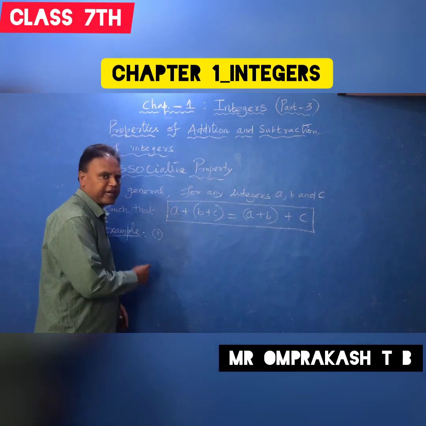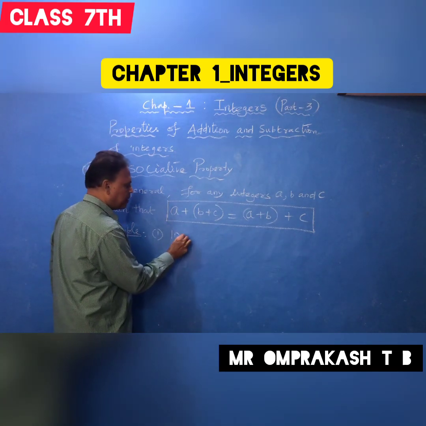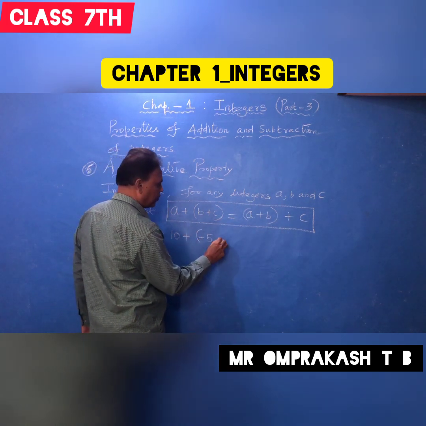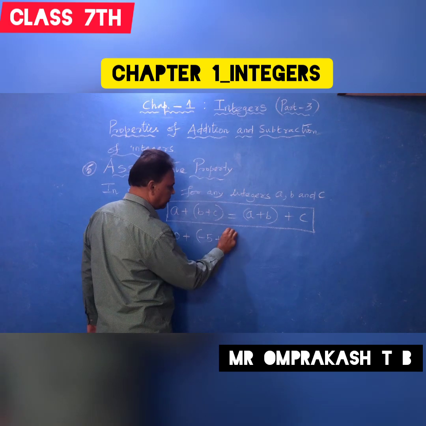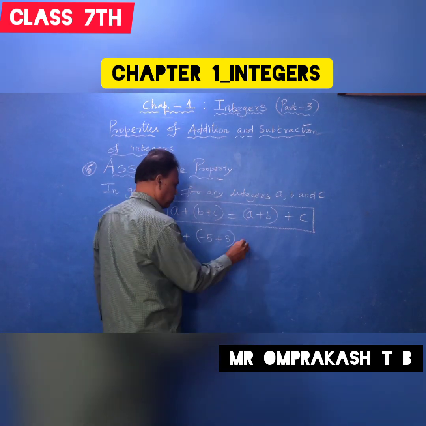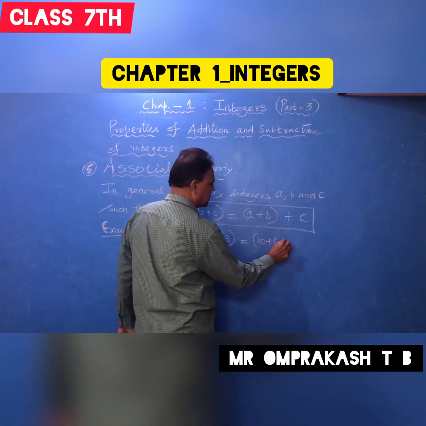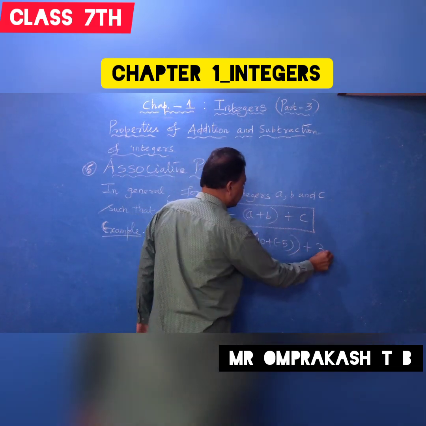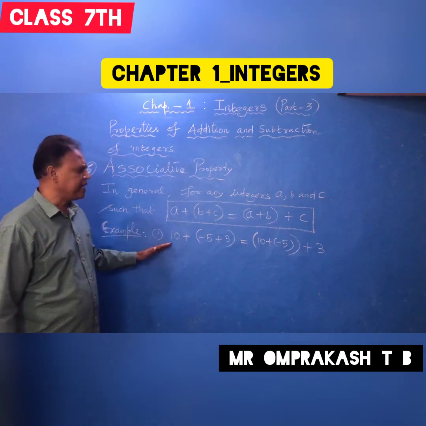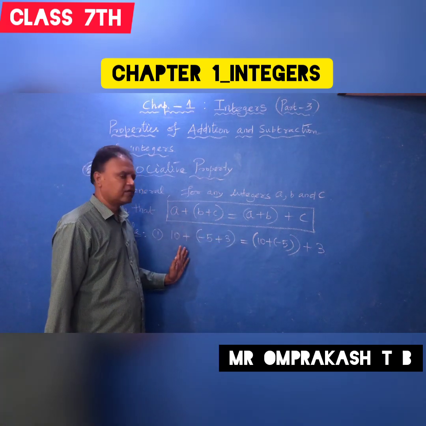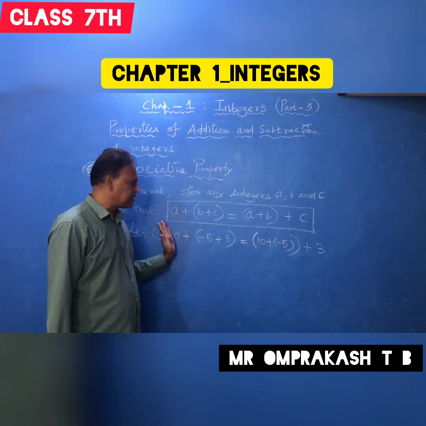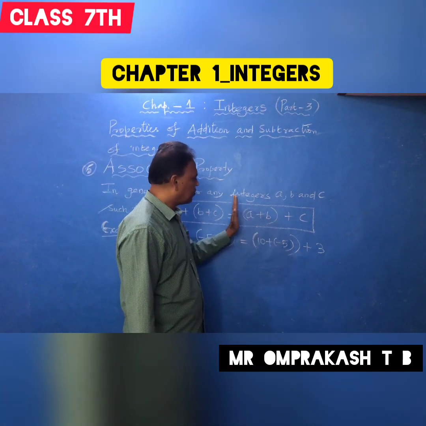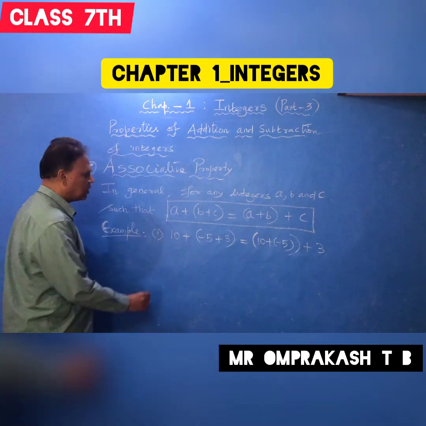Okay, now we will see one example. You see, 10 plus (minus 5 plus 3) equals (10 plus minus 5) plus 3. See, what we are doing is just changing the bracket. Okay. You see, in the left hand side you have the last two numbers in the bracket. In the right hand side you have the first two numbers in the bracket. That's all. You see, now you simplify this.